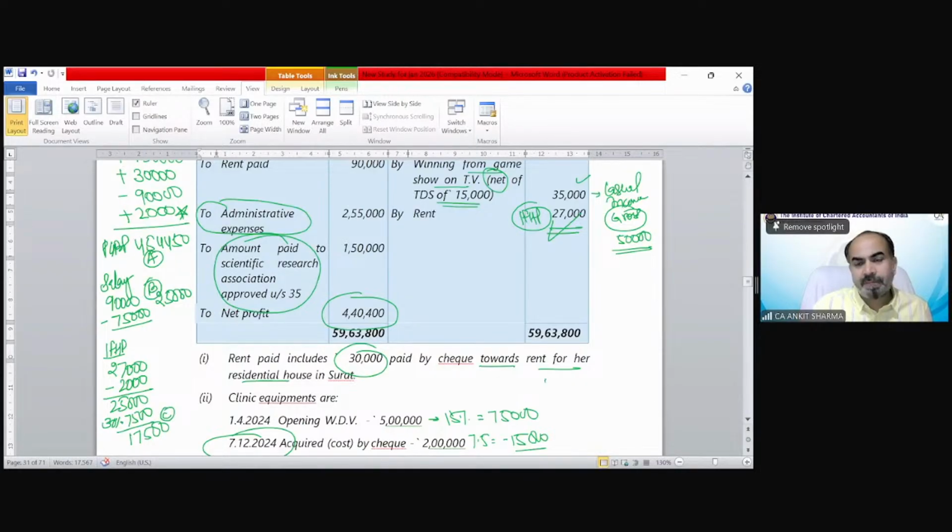And now income from other source. That is D part. So income from other source was interest, 450 rupees in the refund. Dividend, 10,500 gross value. 35,000 was winning value after deducting TDS of 15,000. So before it, it would be 35,000. So total income from other source would be 60,950 rupees. Let me write it down on the main sheet.